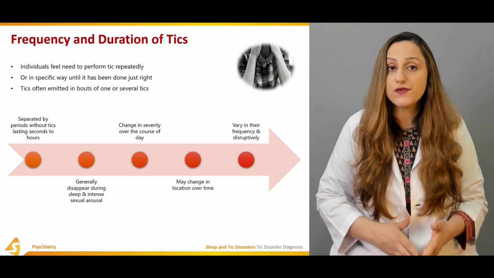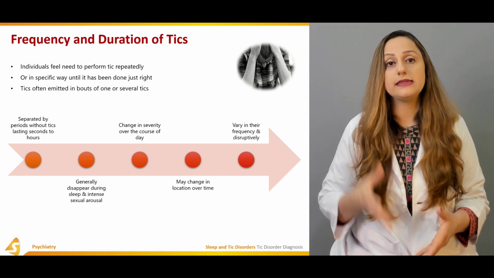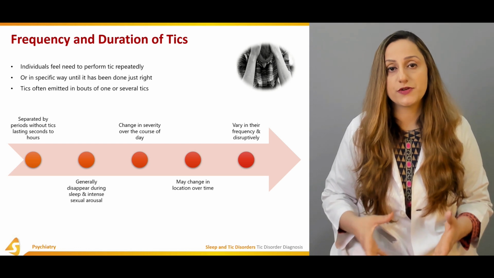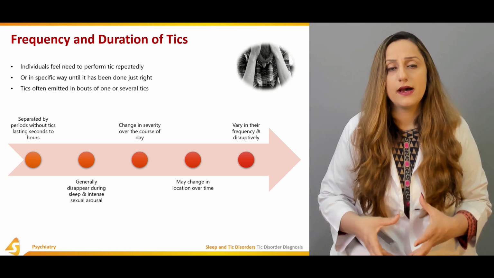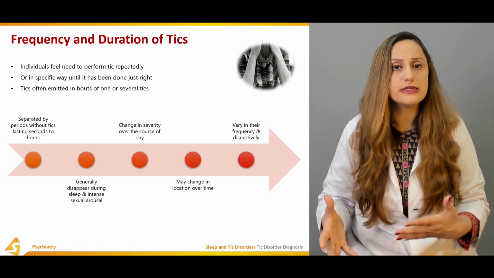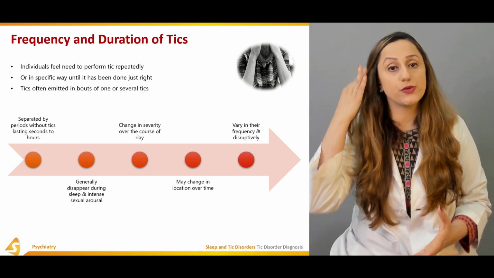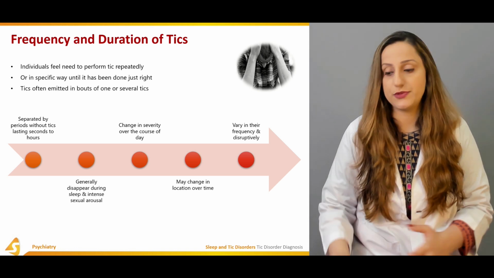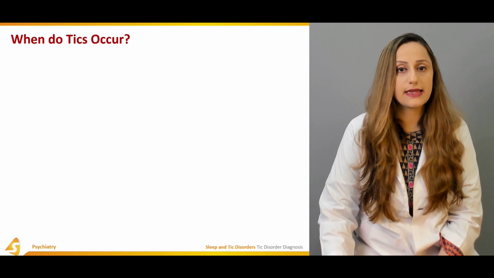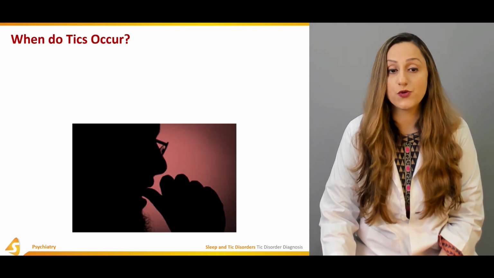So all of this, the episodes should be closely observed in that particular person. The duration of the tics should be observed, and the number of the tics that is performed in a single episode should also be observed. And whether these tics are benefited from sleep or the intense sexual arousals or not, that should also be documented while you're taking the history from that person. So when do these tics occur? That is again very important to focus on.